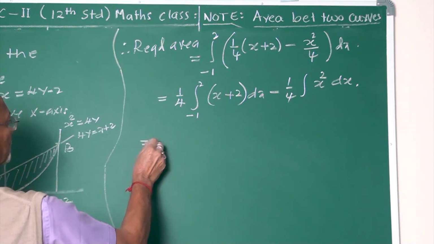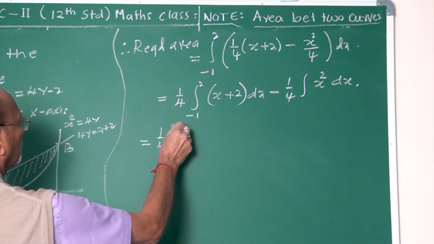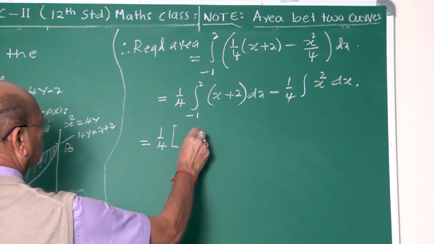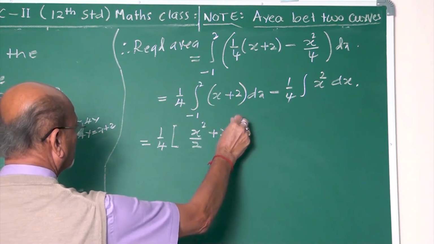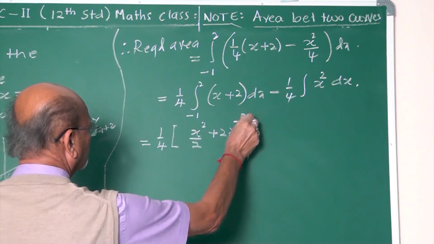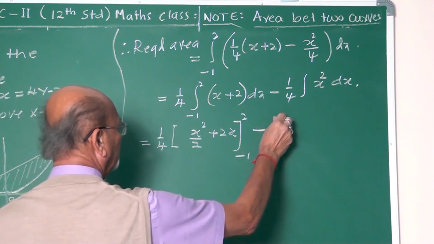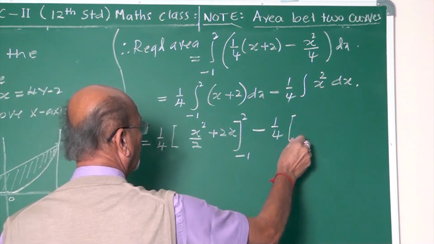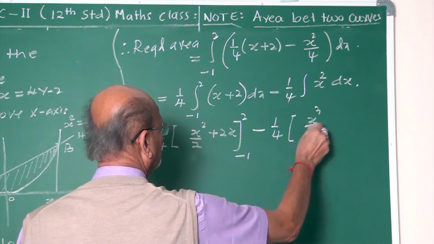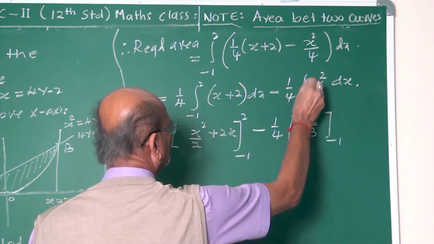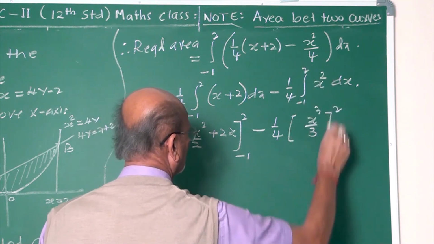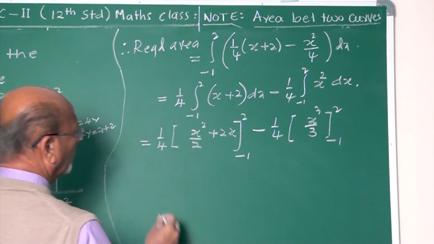Yes, my friend, this is 1 by 4 into the integral of x, which is x square by 2, plus 2 times integral, which is 2x. This is lower, this is upper. Minus 1 by 4 into integral of x square, which is x cube by 3, lower and upper.